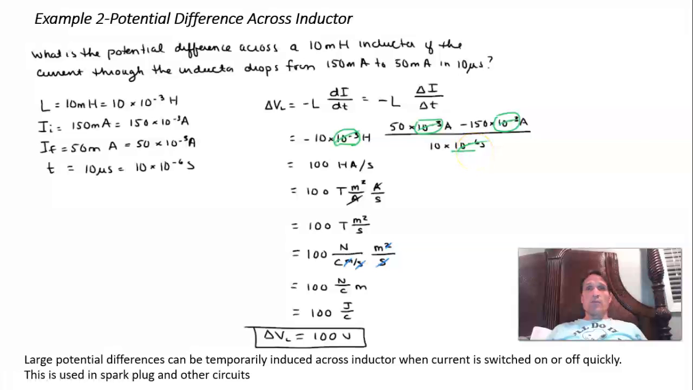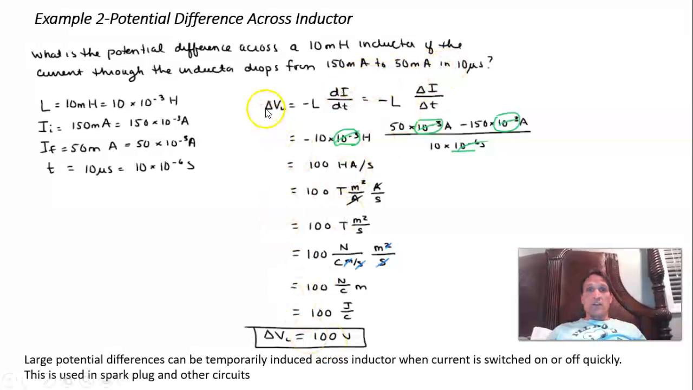Okay, so we plug that in for di/dt, and we get that delta VL is 100. It is henries times amps per second. Okay, and then you can go through all the unit tricks here and show that that's equal to volts. Or in other words, the potential difference across the inductor while the current is changing is 100 volts.